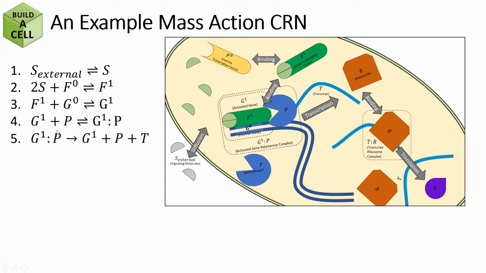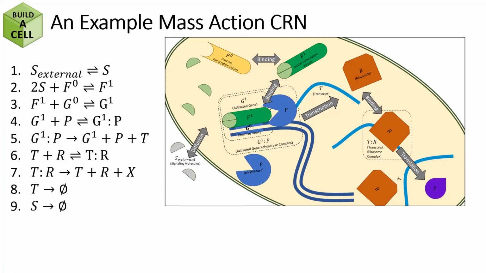When a gene binds to a polymerase, it can produce a transcript. This is similar to the catalysis I just showed you before. And there's a very simple model of transcription. A transcript can then bind to a ribosome and produce a complex, which, you guessed it, can be translated to produce a protein X. And finally, I'll let my transcript, my signaling molecule, and my protein be degraded or diluted, perhaps because we're really modeling a cell that is growing.